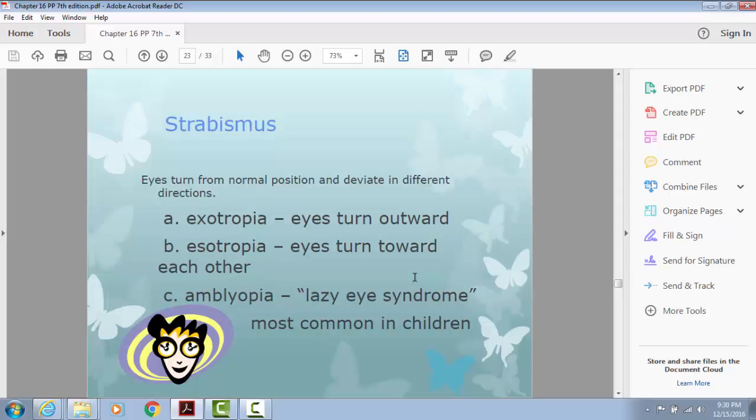Strabismus is a term that's used to describe when the eyes turn from their normal position and deviate in different directions. So exotropia, exo means outward or outside, and so that's when one or both eyes turn outward. Esotropia then is when one or both eyes turn toward each other. And amblyopia is called lazy eye syndrome, which is most common in children. If the amblyopia is not caught at a young age and the lazy eye continues, the patient can actually go blind in that eye. So that needs to be treated in its earliest stages.